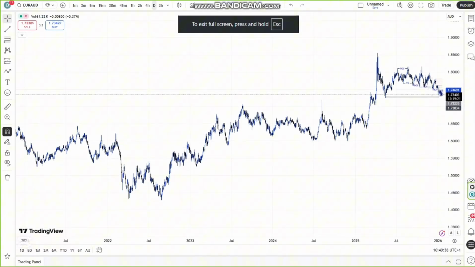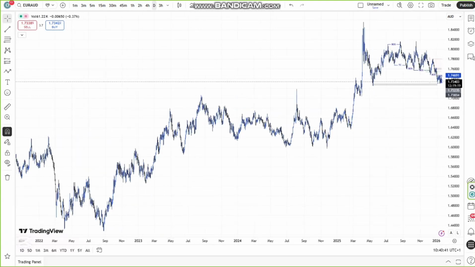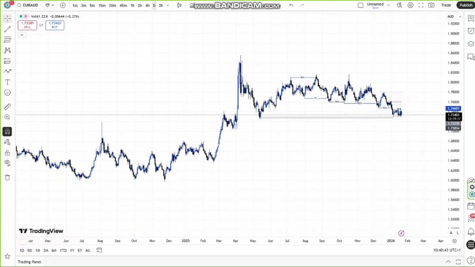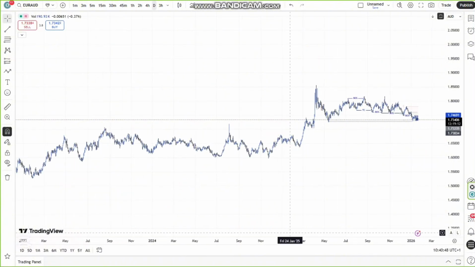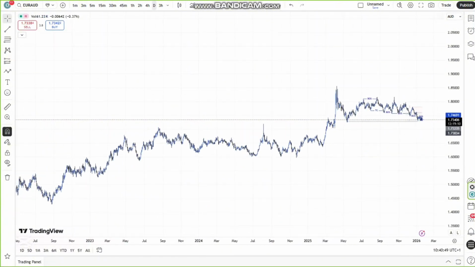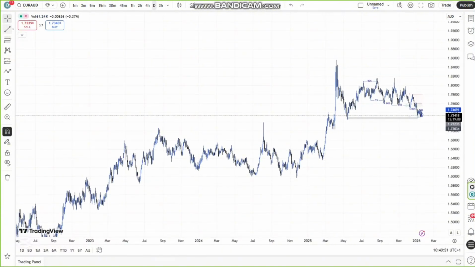So we start from the daily time frame as always, because the daily time frame gives us a directional bias of what the market is doing generally, and you can already see that it's an obvious uptrend, right? Why? Because market has been making a series of highs, higher highs and higher lows.